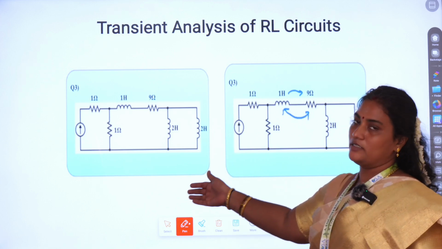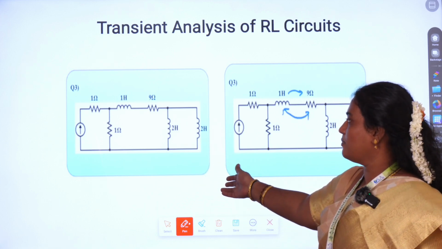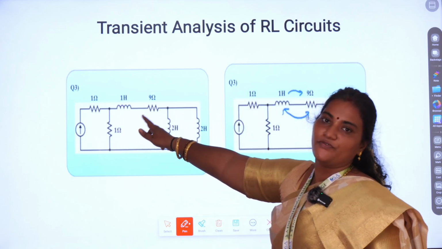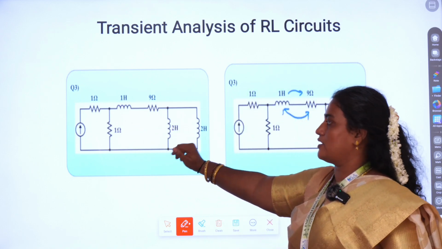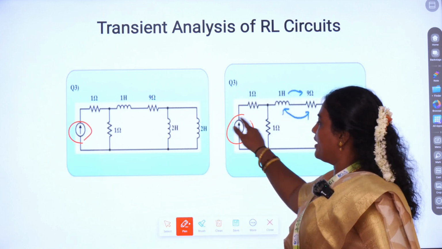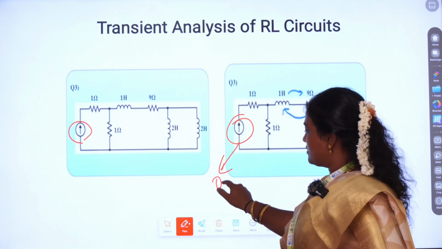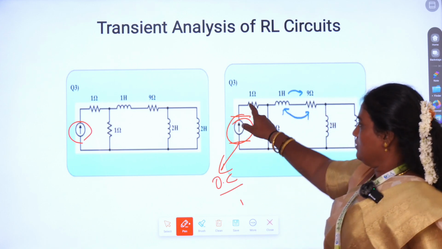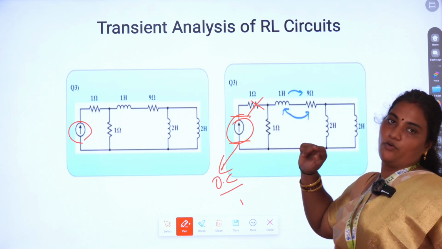As we have discussed 2 problems, this is a third problem where we have R and L, along with many resistors and many inductors. This is again a current source. When I have a current source, I do an open circuit of the current source. So this is open circuited, and no current flows across the 1 ohm resistor.